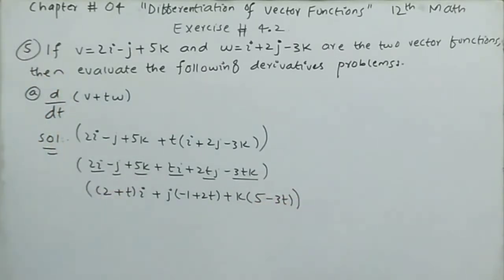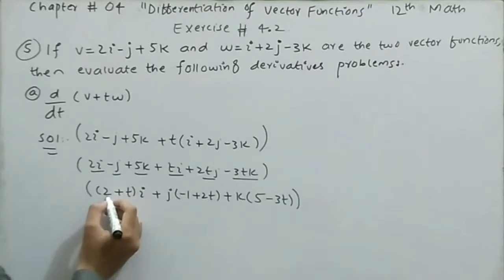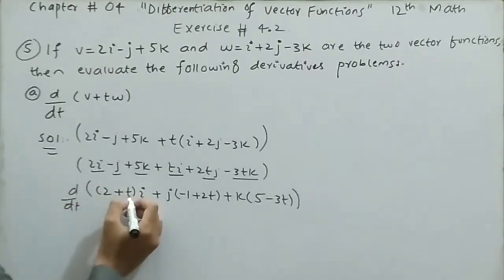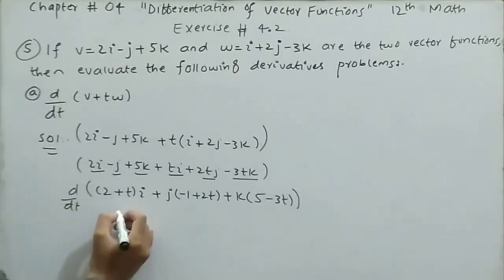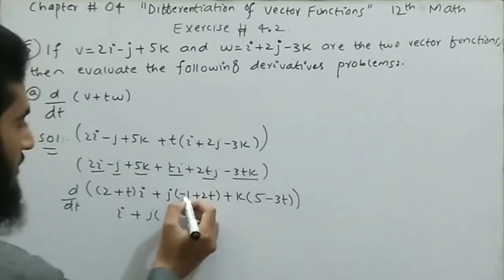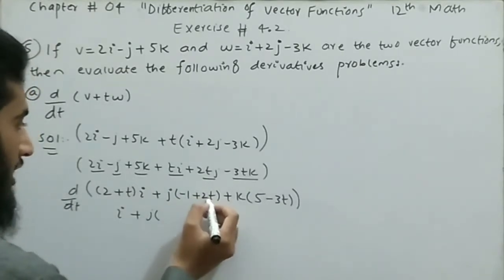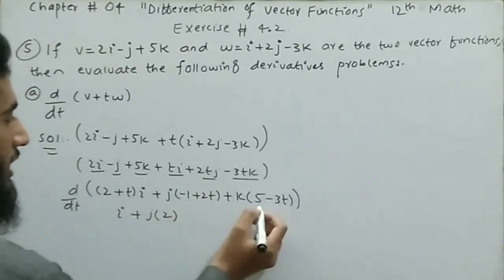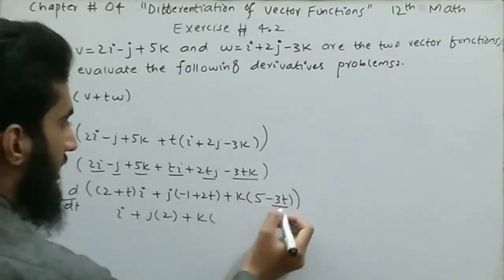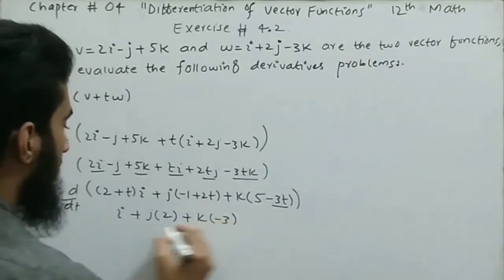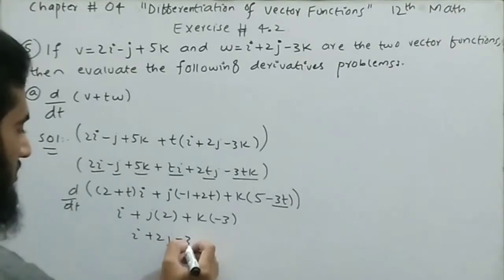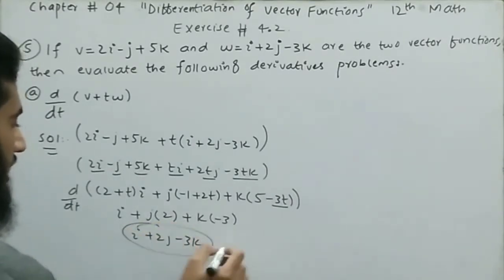Now differentiating each and every term with respect to t, the derivative of a constant 2 is 0 and the derivative of t with respect to t is 1, so it becomes just i. And after this plus j will come down as it is. Derivative of negative 1 is 0 because this is a constant. Derivative of 2t is just 2. And after this plus k into the derivative of pi, which is 0 because this is a constant, and the derivative of negative 3t is just negative 3. So the result will be i plus 2j minus 3k. So this is actually the required and desired answer.